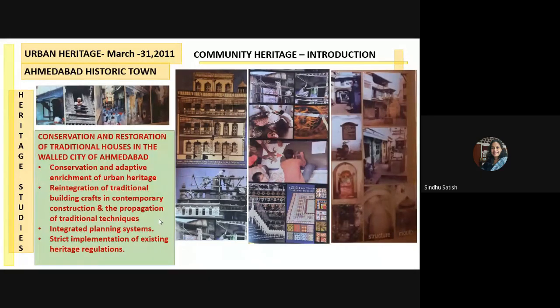Conservation does not mean you leave everything as it is. You upgrade them, you strengthen the tangible heritage in such a way that you're actually enhancing the life of the property. That's the whole thing, right? So you need to upgrade all of that, and they were doing that. So integrated planning systems were one of the key objectives. And most importantly, they were sticking to the implementation of existing heritage regulations.